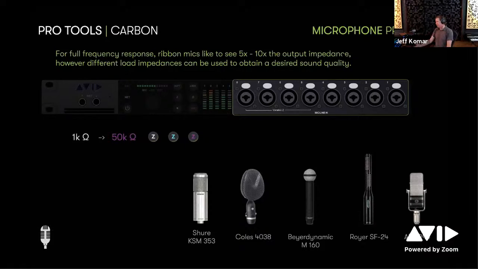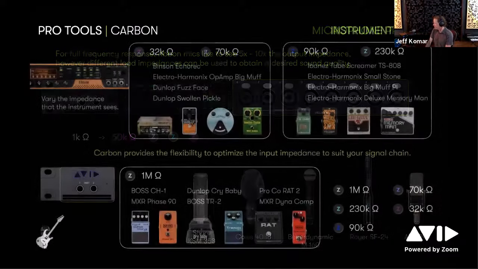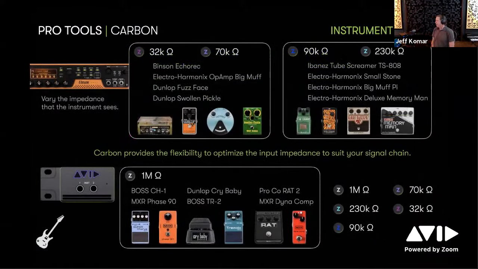Now, the average ribbon mic wants to see at least 5 times, if not 10 times, the output impedance. But I can play with it creatively as an engineer. If I want it really rolled off, I can do that, right? So we've got anything from 1K to 50K on the mic pre's for impedance changing, okay? And again, those same values that you see, 32K, 70K, 90K, 230K, this all started with 11 rack.